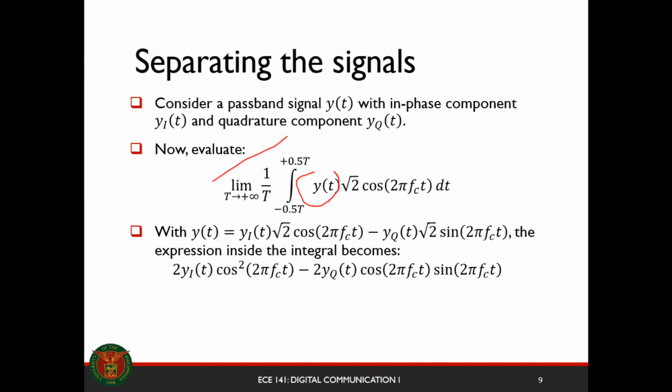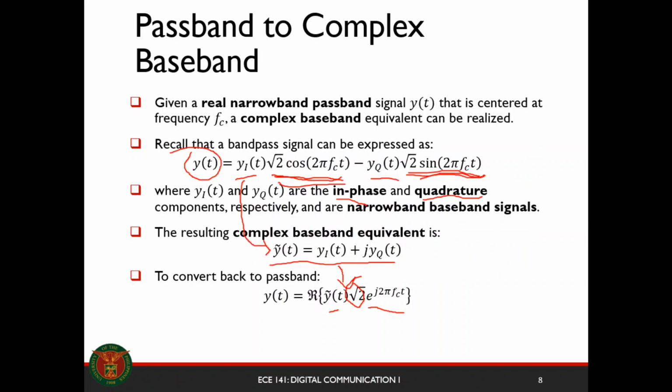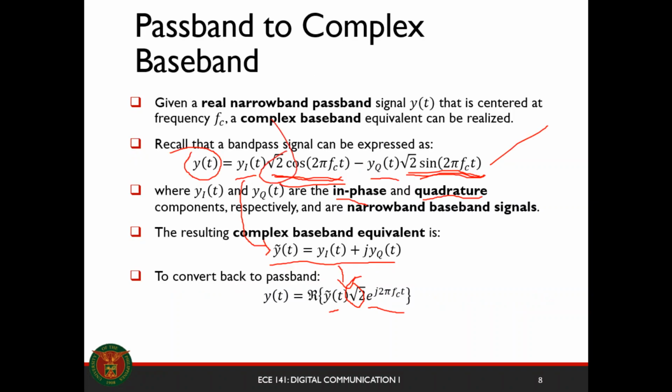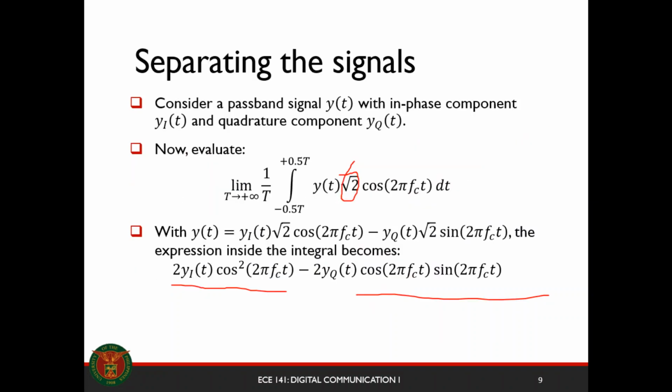So you multiply y of t, which we know is in this form, by square root of 2 cosine 2 pi f_c t. The expression inside the integral becomes this equation right here at the bottom. So we have a cosine squared and a cosine times sine term. Using your trigonometric identities, note that we still have a square root of 2 here, and a square root of 2 here also for both terms. That's why we have a term here that is 2, a term here that is 2.